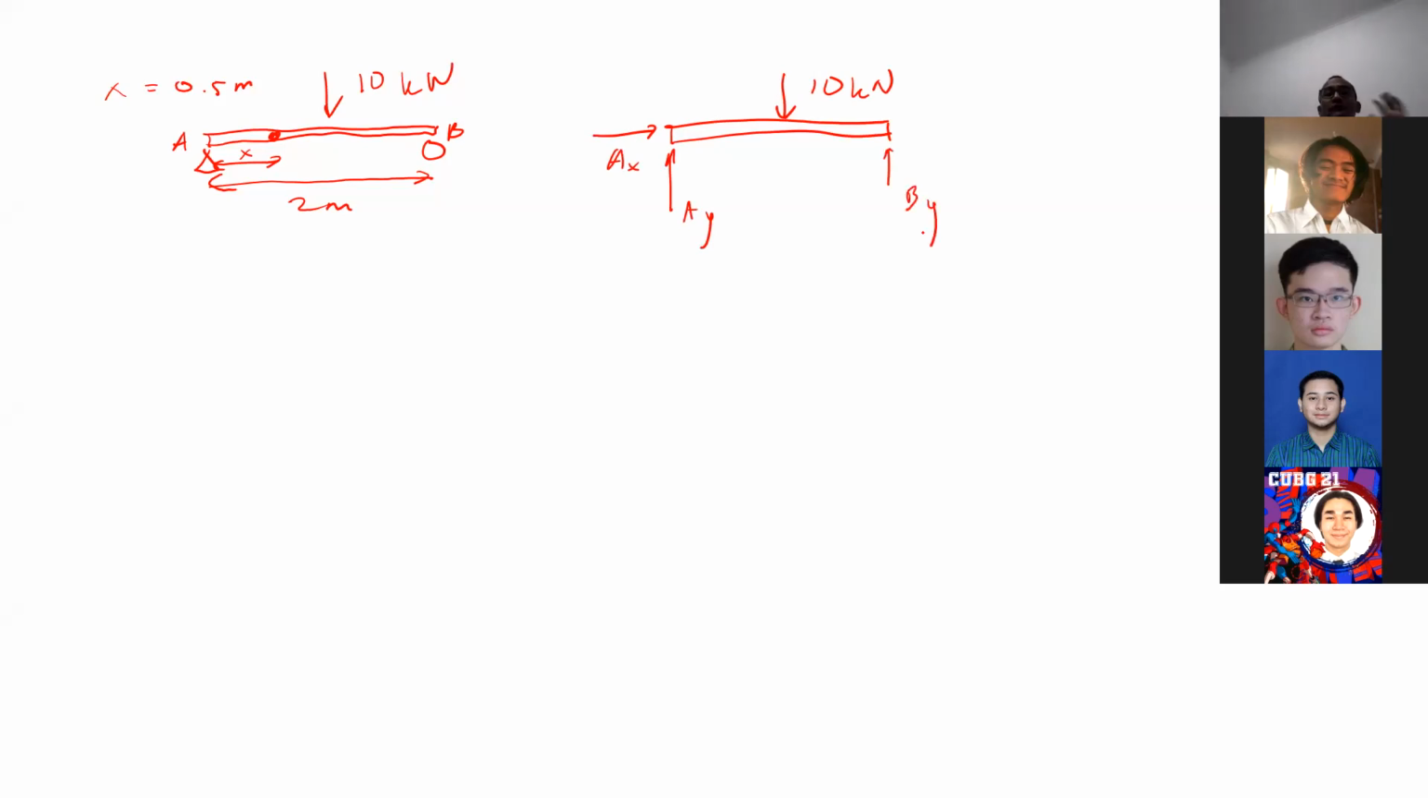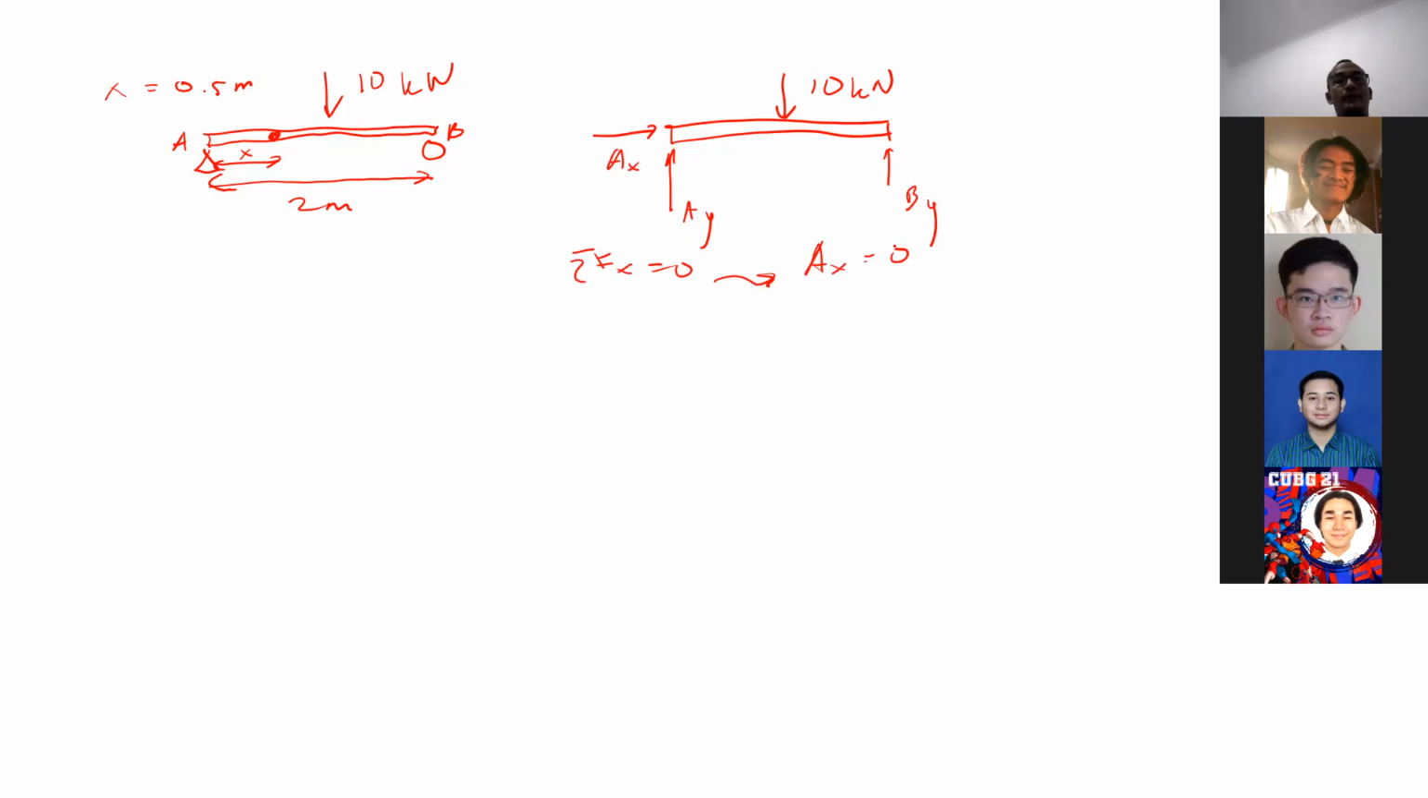Okay, we can solve this using equilibrium equation, right? We have three equations. We have sigma Fx equal to 0. By implementing sigma Fx equal to 0, what we will get, Marcellus Mario? AX is 0. Ax equal to 0.